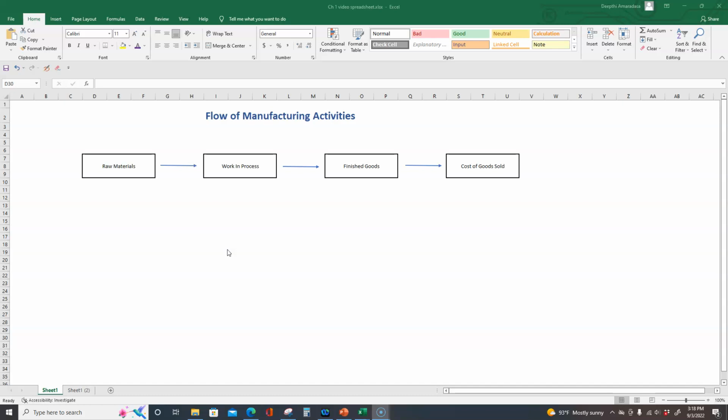If products are completed during the accounting period, they get transferred to finished goods. If at the end of the accounting period they're incomplete, they will stay in work in process. Whatever is finished gets transferred to finished goods, and they will stay in finished goods inventory until they are sold. When the goods are sold, they are expensed to the cost of goods sold account. Let's review the schedules and the T accounts that go with each of these activities.